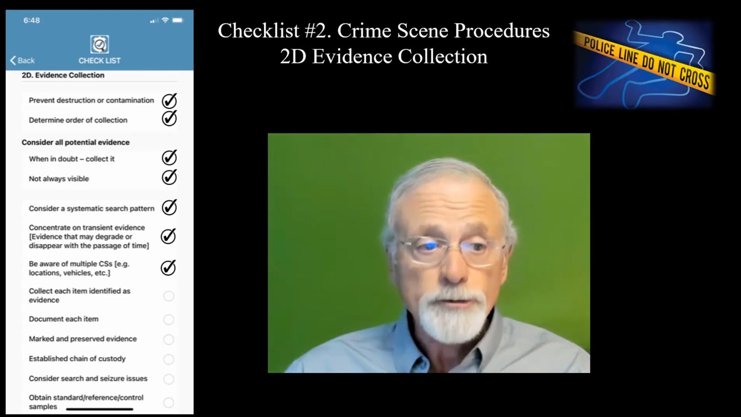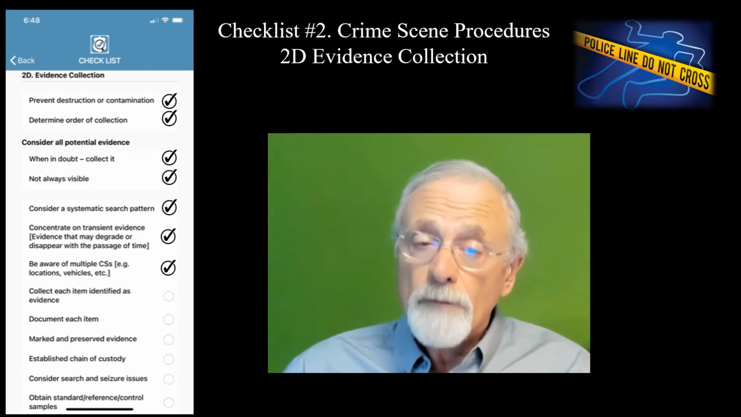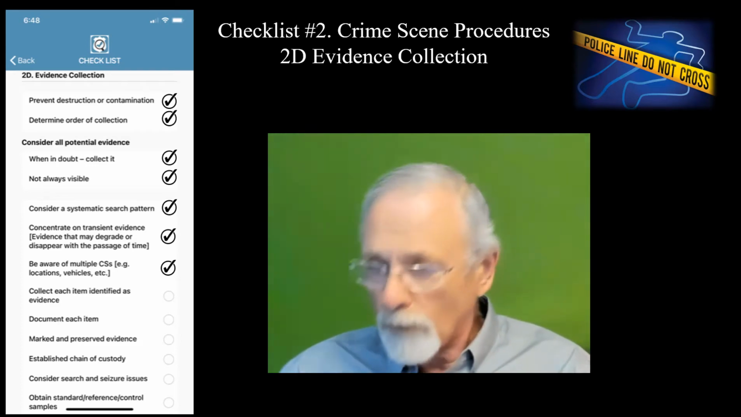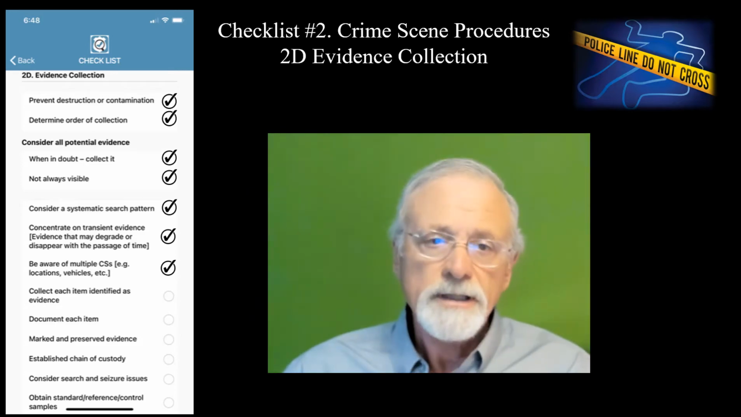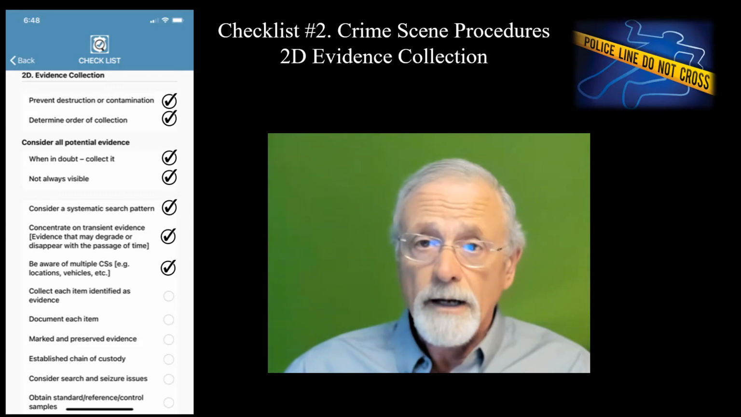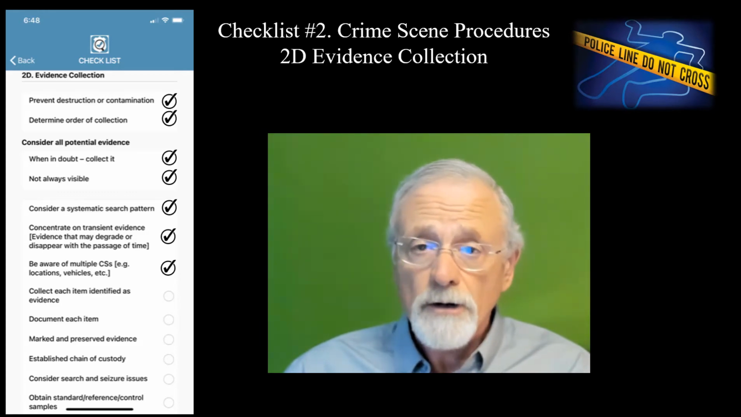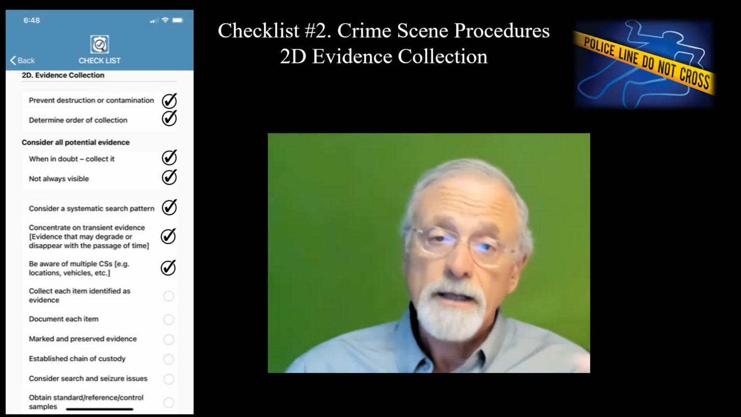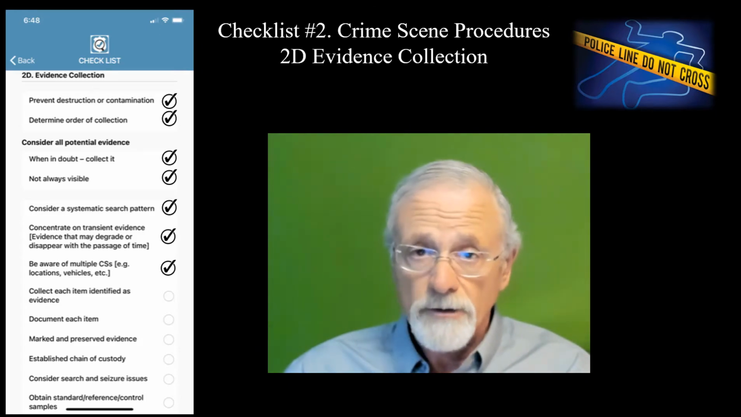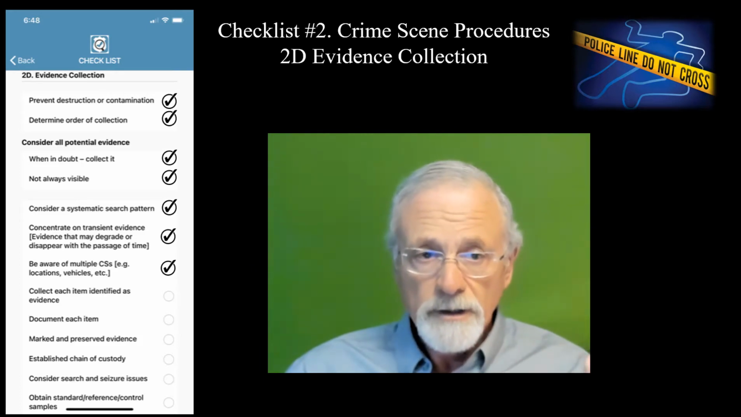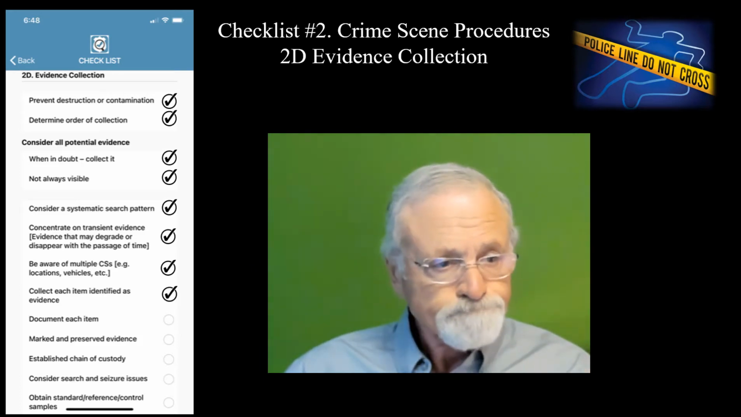Be aware of multiple crime scenes. How many locations do you have? Don't assume that there's only one crime scene. Is there a vehicle involved? Where is that vehicle? How close is it to the crime scene that you're aware of? Is there another location you need to go to? Consider multiple crime scenes because you need to be considering evidence in these various locations. So don't have tunnel vision, consider other things.